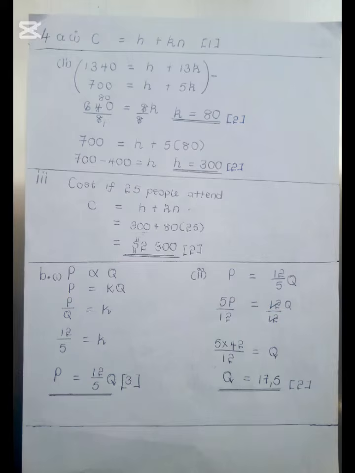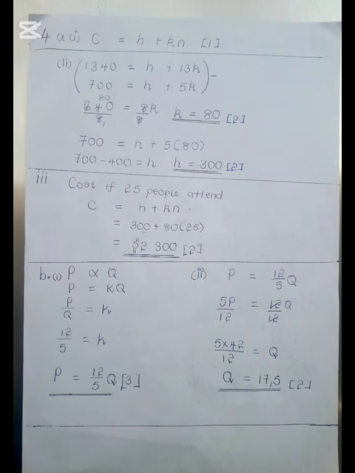So we are going to write that C is equal to H plus KN, and then we want to find the value of H and the value of K. We are going to create simultaneous equations using the provided information. So we are given that it costs $1,340 for 13 people attending. So on C, we are going to substitute 1340, and then on N, we substitute 13. That is going to be our first equation. And then our second equation, it costs $700 for 5 people, right? So we are going to say 700 is equal to H plus 5K.